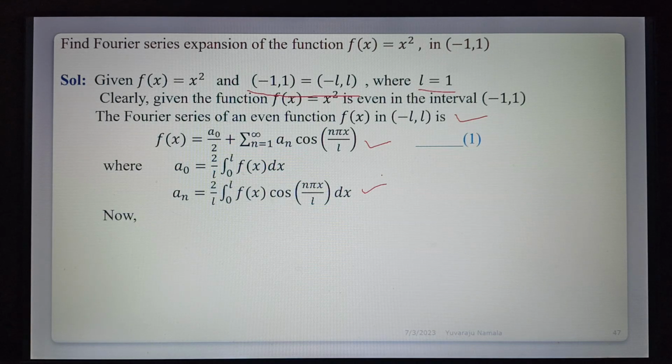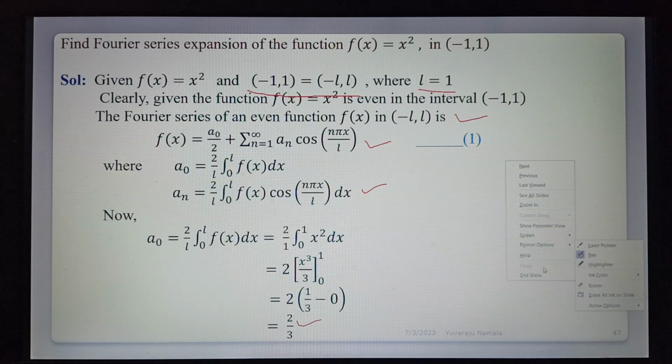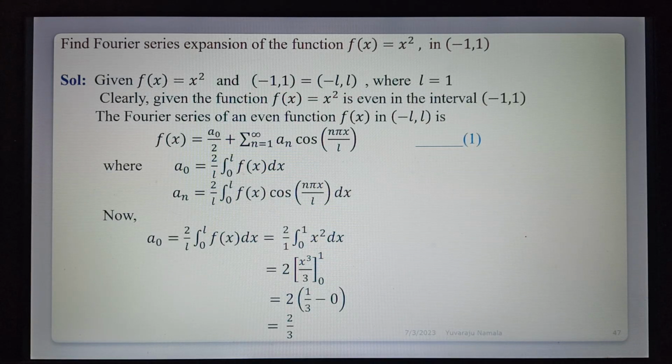Now finding the a naught value. a naught is equal to 2 by L integration 0 to L f(x) dx, which is 2 by 1 integration 0 to 1 of x square dx, that is x cube by 3 from 0 to 1. Substituting, 2 by 3 minus 0, so that is equal to 2 by 3. This is the required value of a naught. Next, finding the a n value.